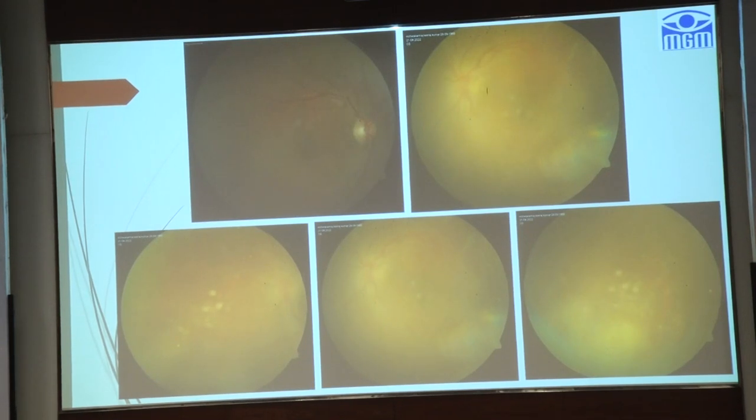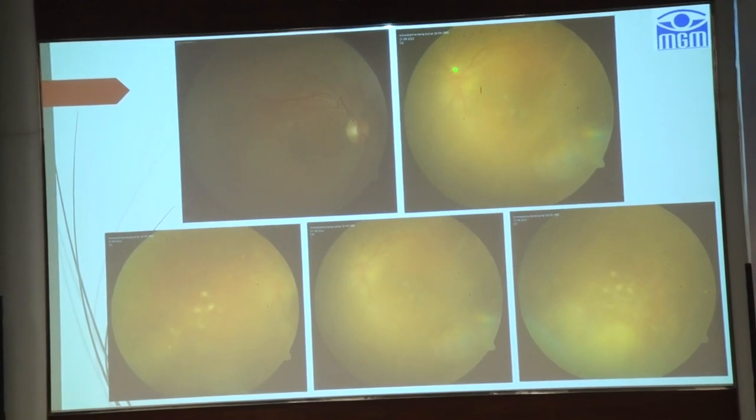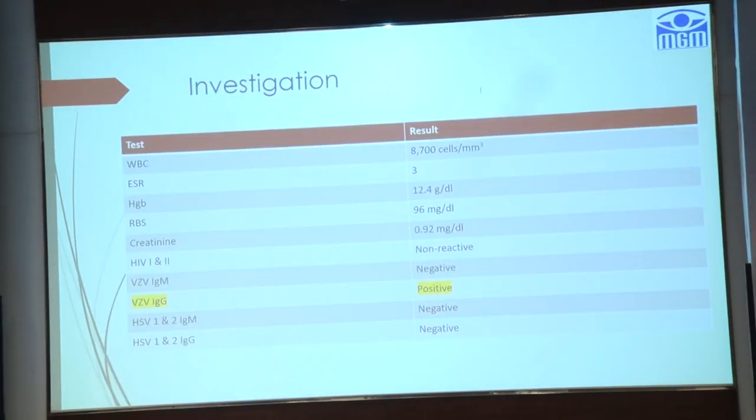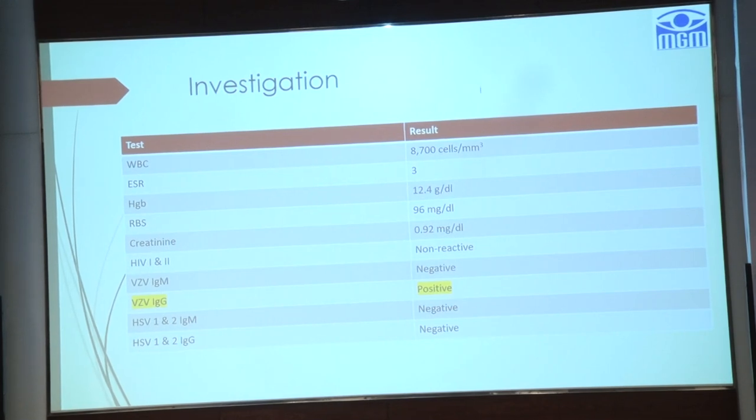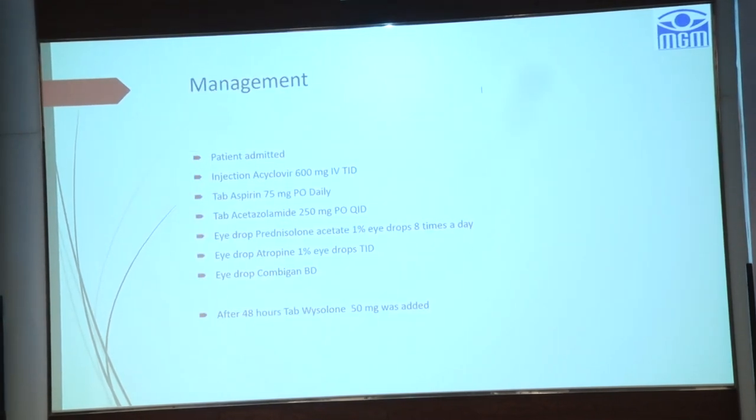This is the fundus picture in left eye. There was media haze, there was vitritis, there was disc edema, and in the periphery you see these tongue-shaped yellowish lesions which were circumferential. So the diagnosis is quite obvious, that he is suffering from acute retinal necrosis, and it is a clinical diagnosis. Though we don't need this test to start the treatment, his IgG for VZV was positive.